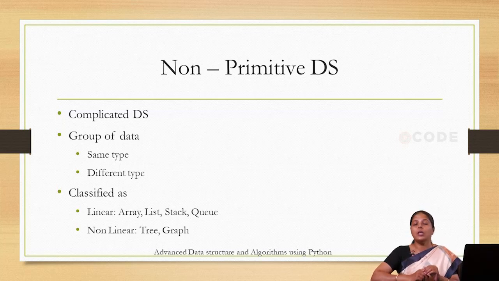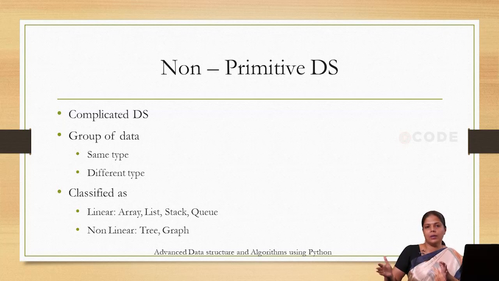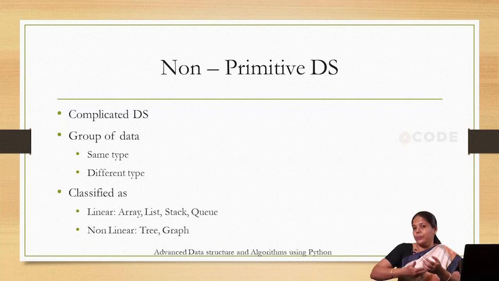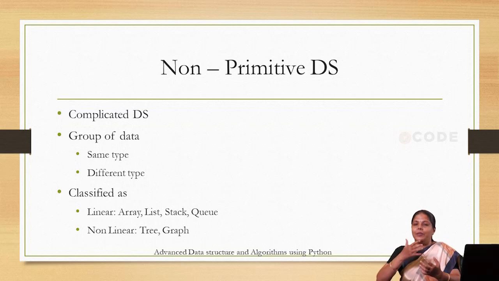Then next comes the non-linear. It is not one after the other. We can have a different arrangement also. There come two data structures, one is tree, the other one is graph. Tree, you all know, is like a tree. Compared with a real tree, it goes from top to bottom, from the root and the branches like that.